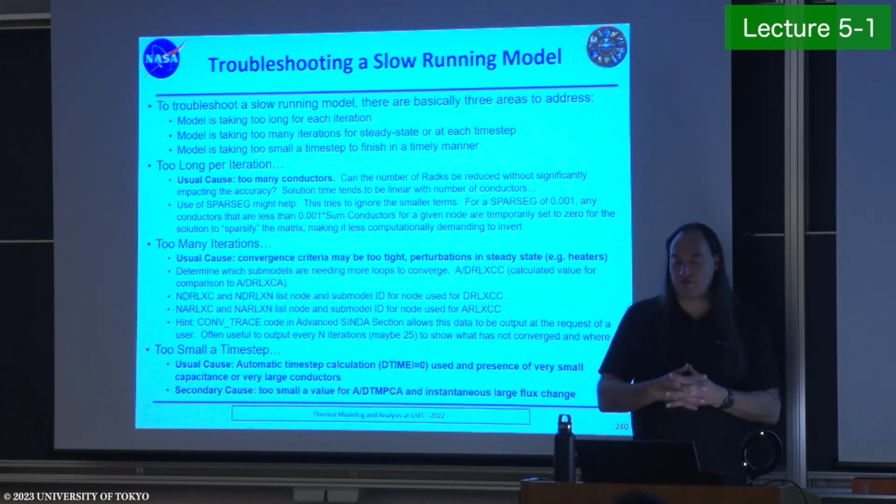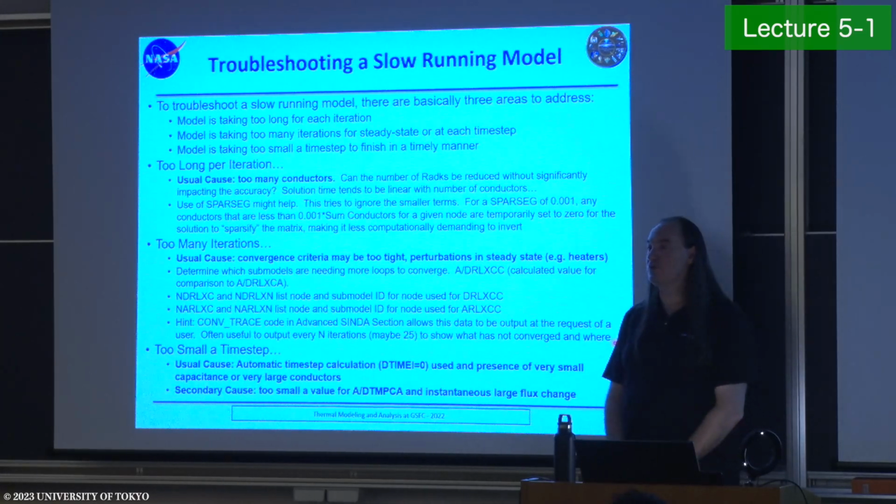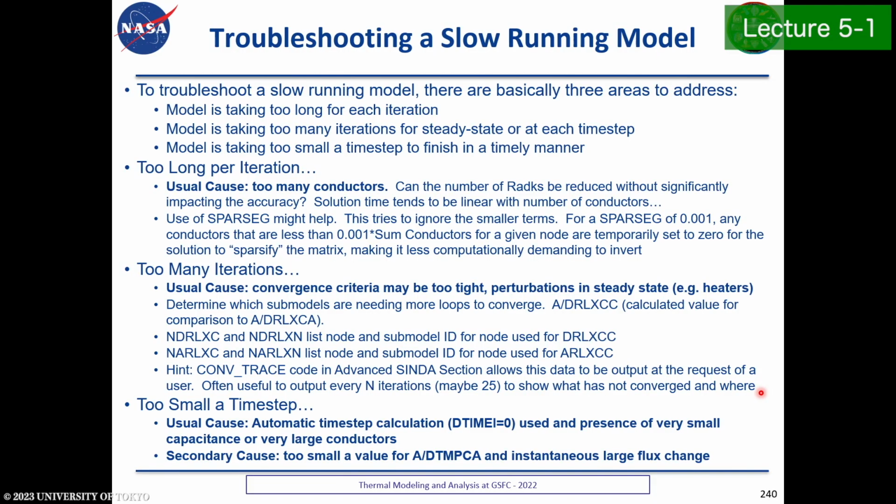All right, other questions that I often get: how to troubleshoot a slow running model. There are basically 3 areas to address for a slow running model. It's taking too long for each iteration. It's taking too many iterations to reach convergence, or it's taking too small a time step to finish the transient.